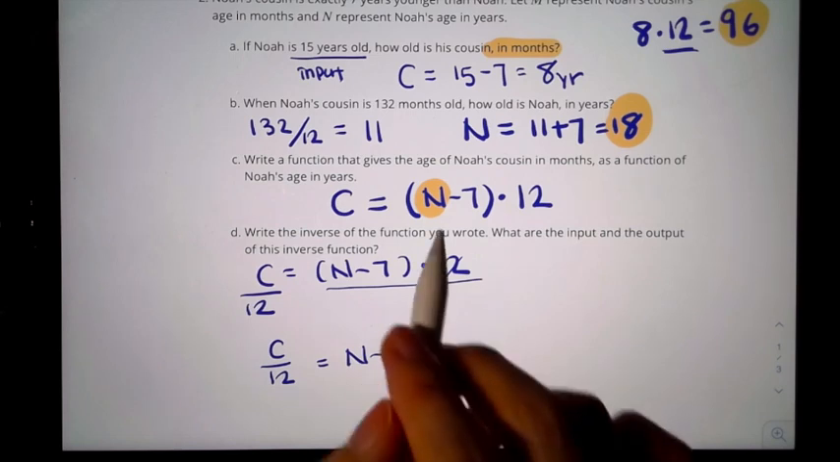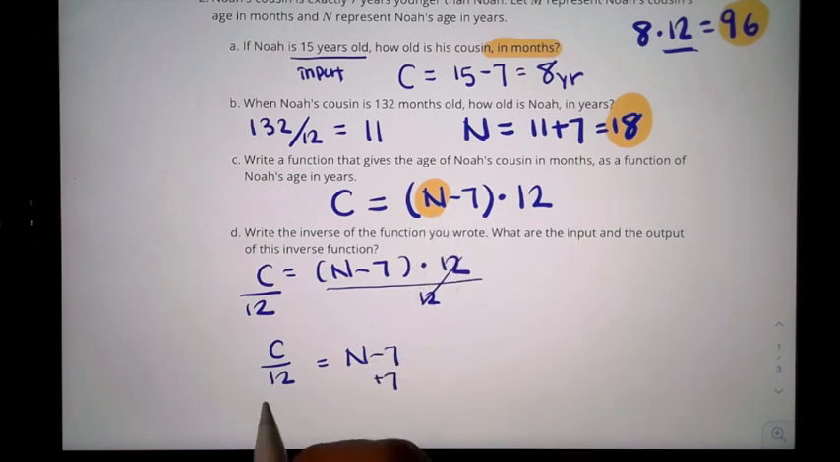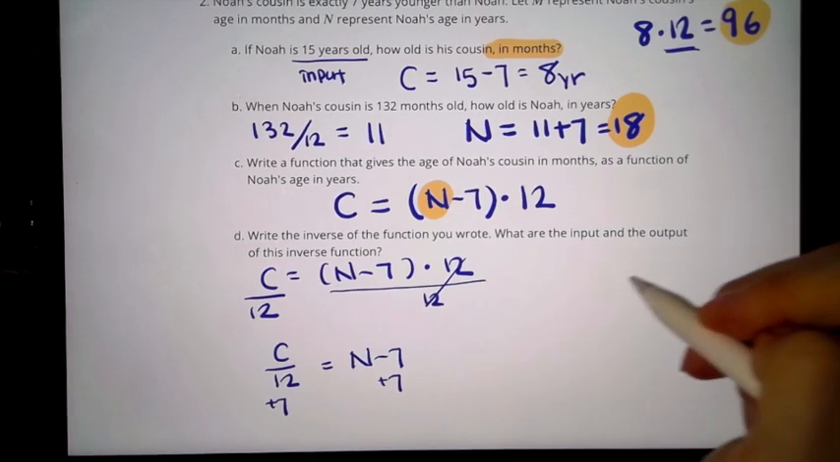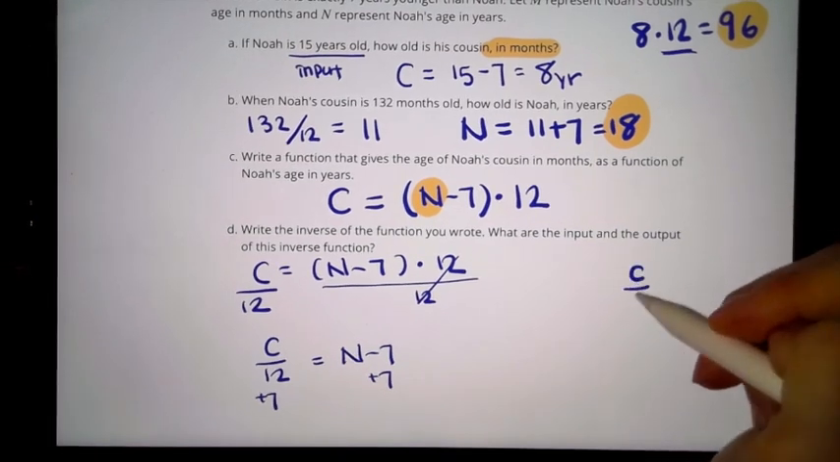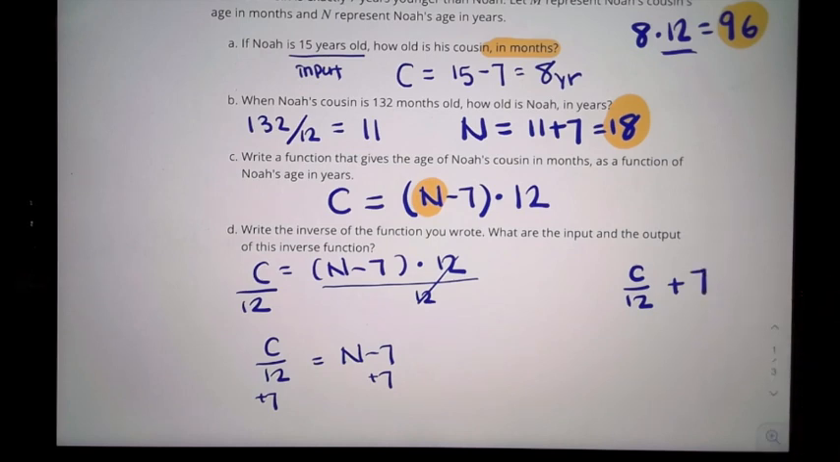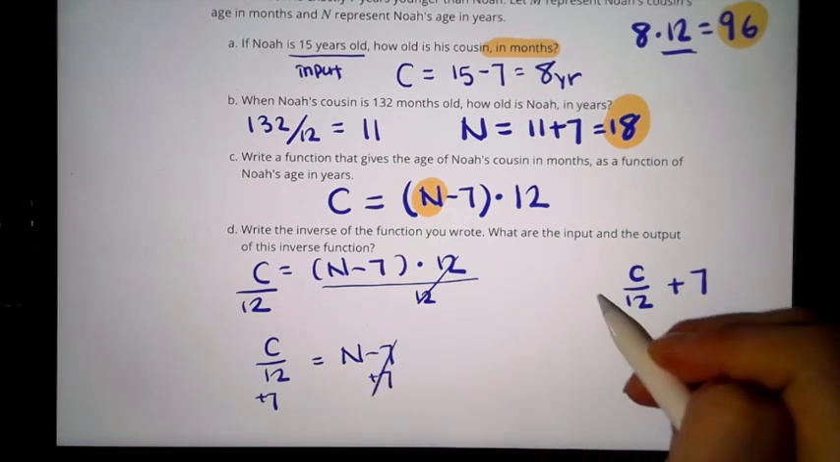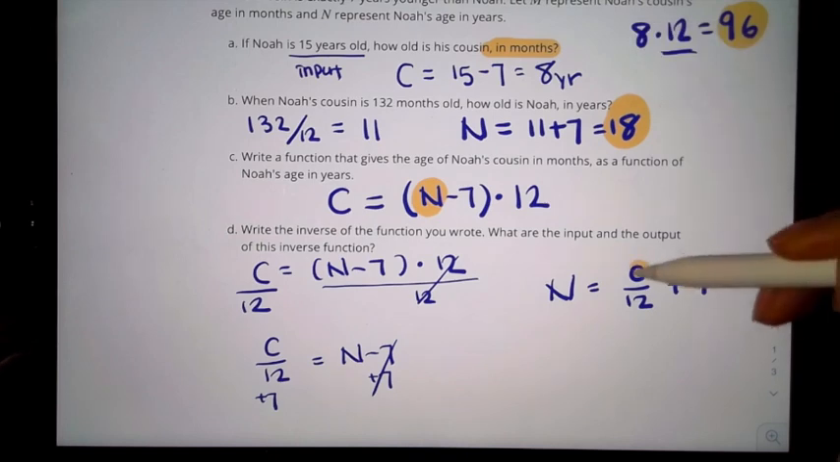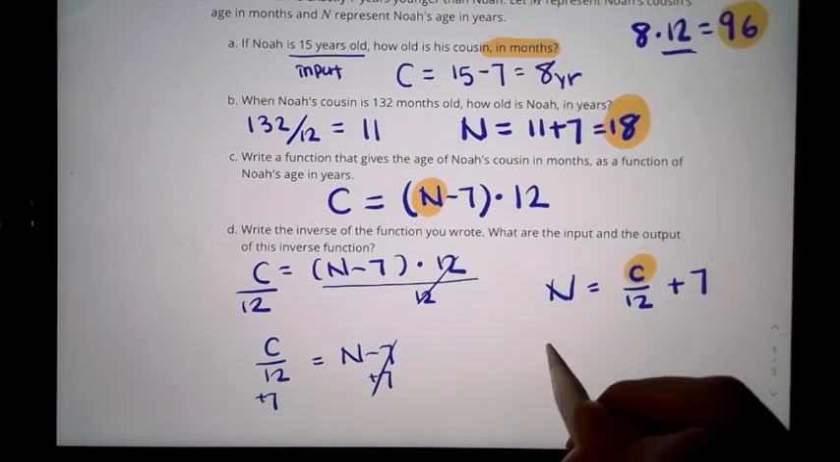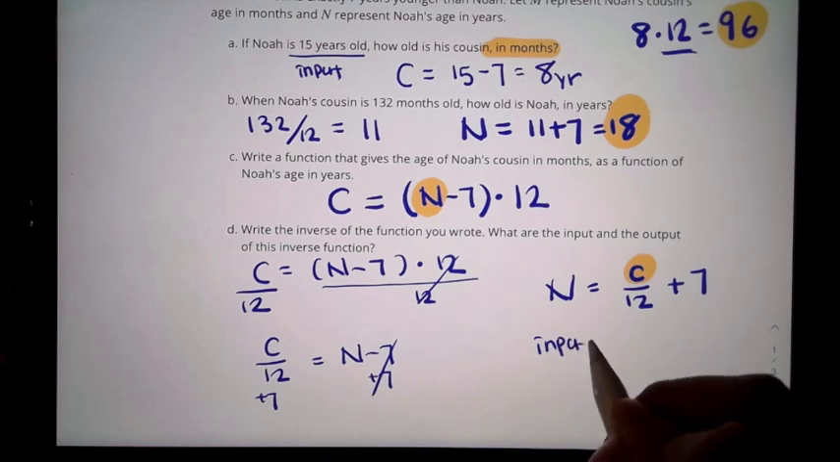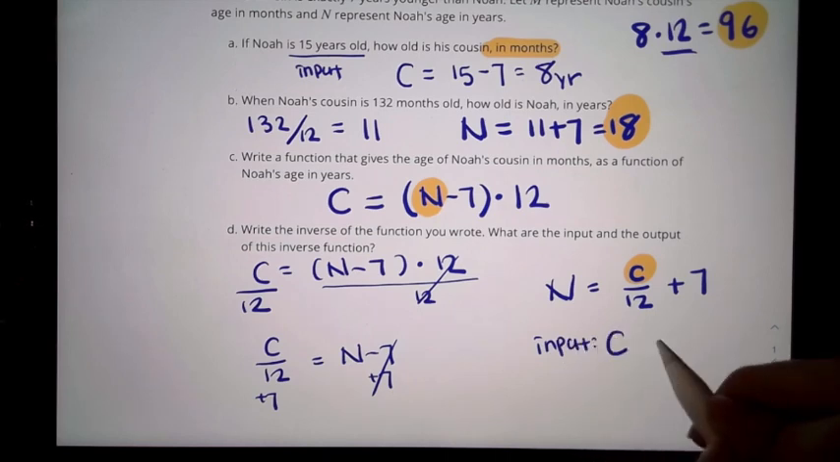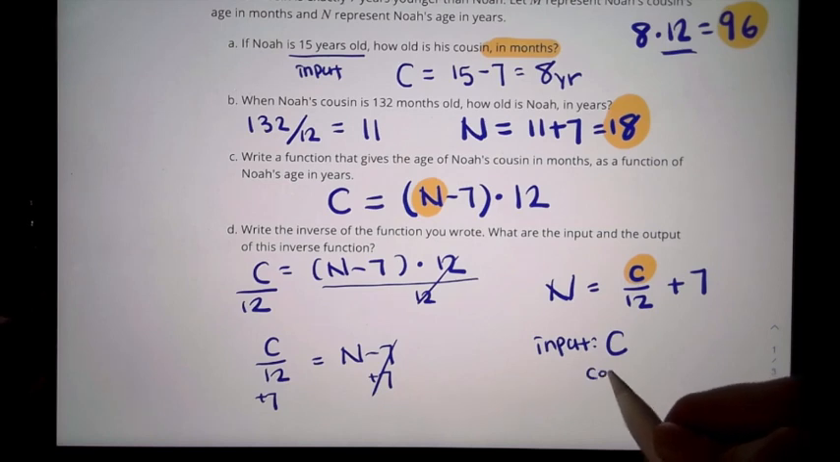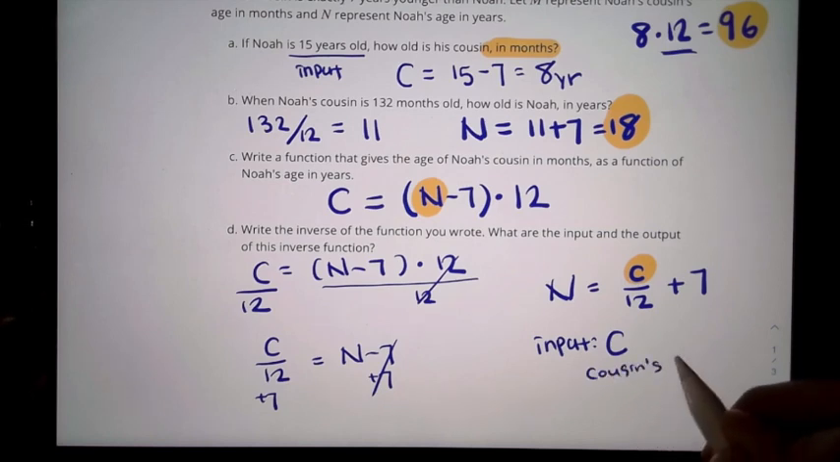And we are solving for N, right? So plus 7 on both sides. Then you get C over 12 plus 7. Then that's what you get, only N, right? Now what's my input? My input is C, right? C means the cousin's age in months.